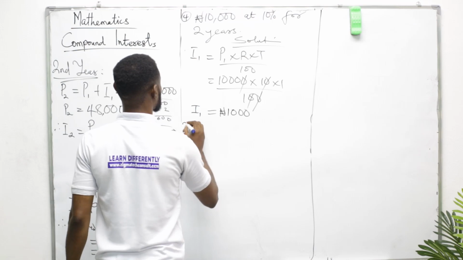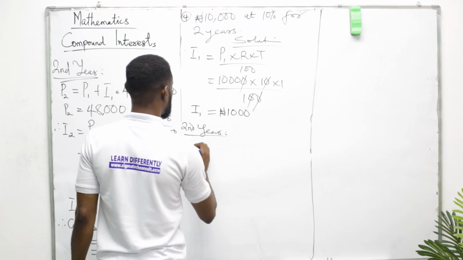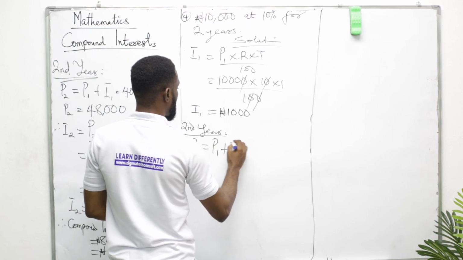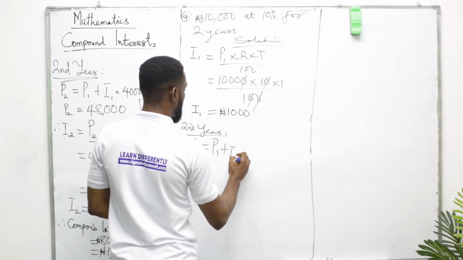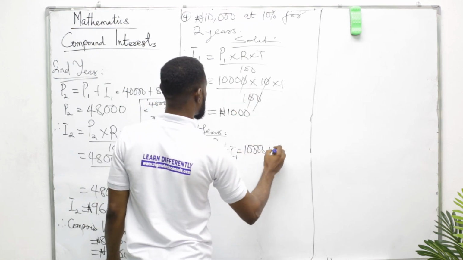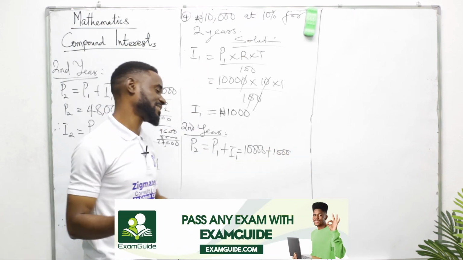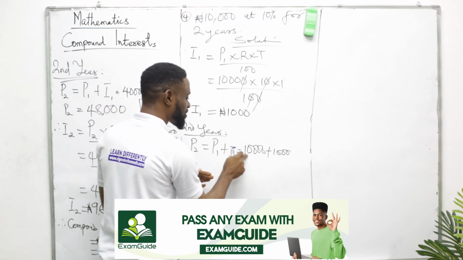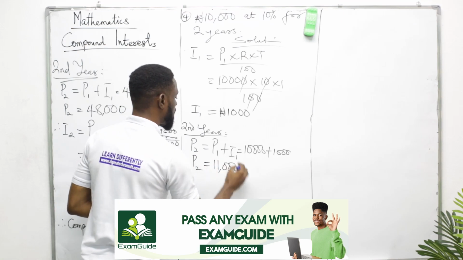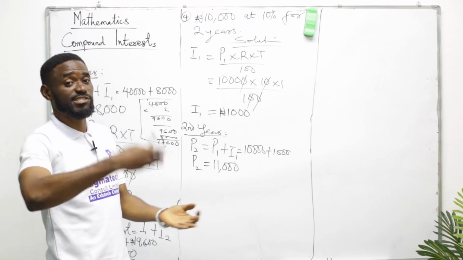So second year now, what is our P2? This is our principal 2. Of course, you know it's P1 plus I1, all right? Which is P1 is what? 10,000, plus I1 is what? 1,000. So 10,000 plus 1,000 is 11,000, okay? So that is, P2 is 11,000 naira. So what Bosse is having as amount to start earning again in the second year is 11,000.